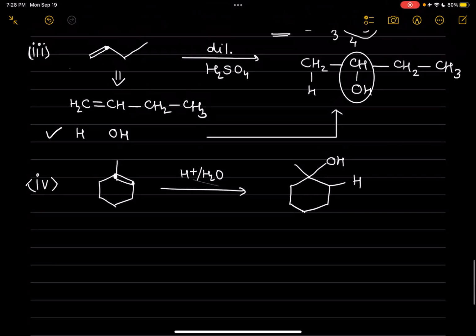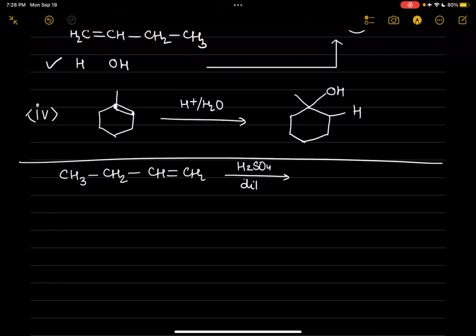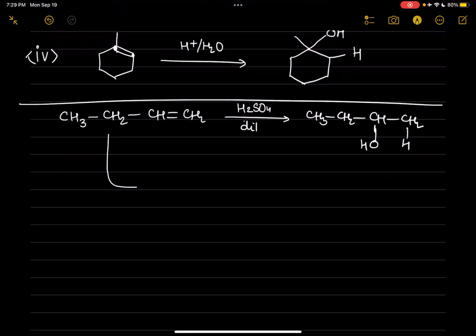Anushka, Ryan, is it clear to you? Yes, sir. Now the next thing is, it is not always necessary. Suppose I take butane. If I take dilute H2SO4 and add water, H goes outside, OH inside, right? So that's how we got the alcohol. But OH is always going to come inside. That was Markovnikov addition.